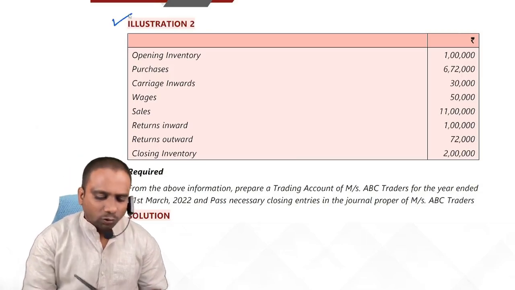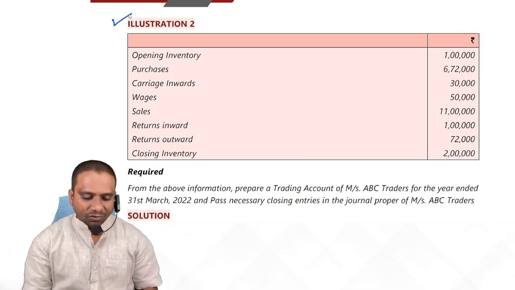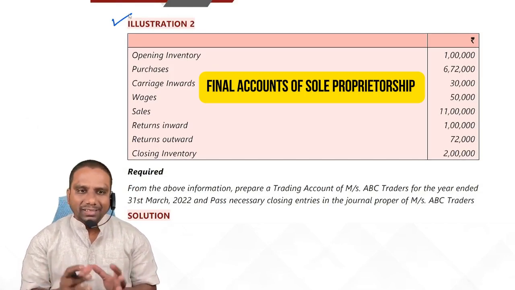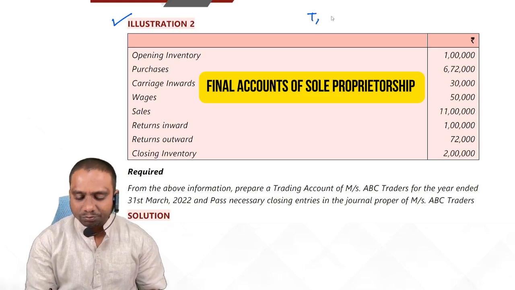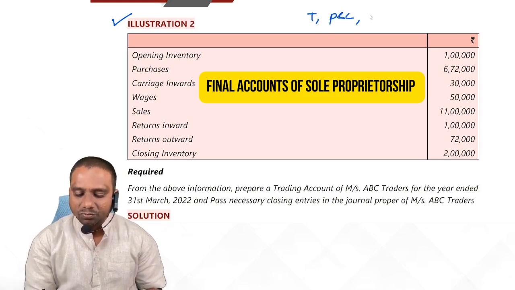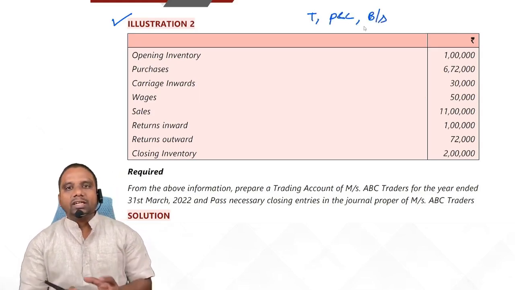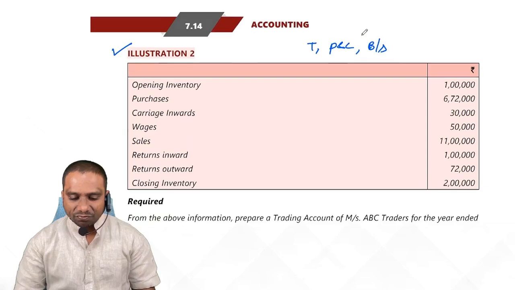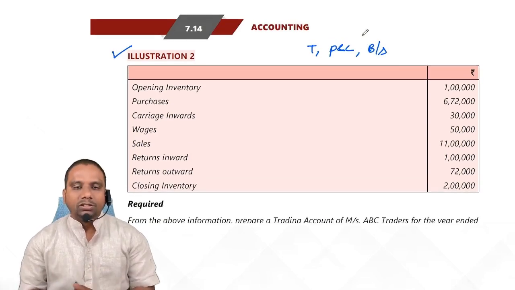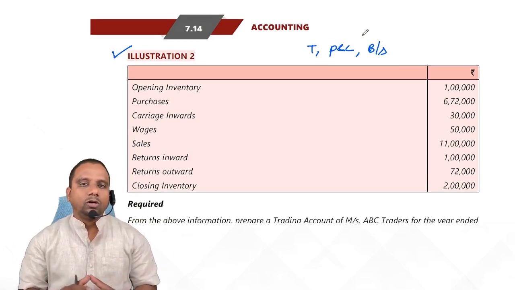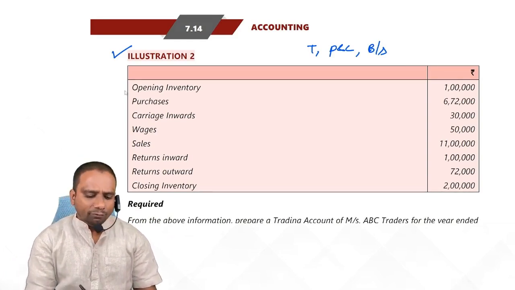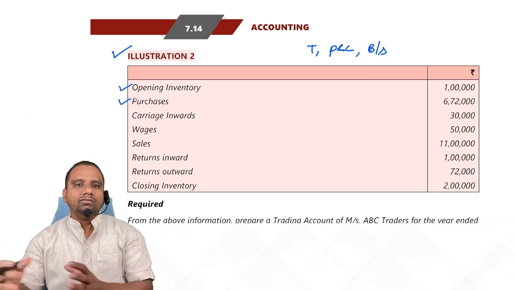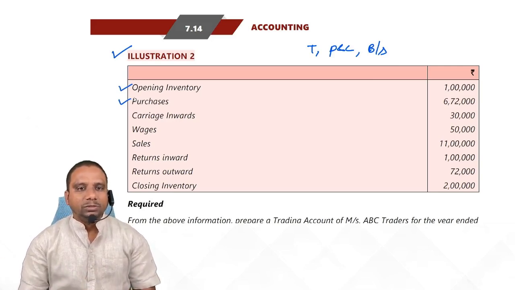Look at the illustration first, students. So here, what are the financial statements of a sole proprietorship? Trading account, profit and loss account, and balance sheet. When you get a question from this chapter, first prepare all the trading account format, profit and loss account format, and balance sheet format. After that, identify which item is recorded in which account. That's it. Simple.